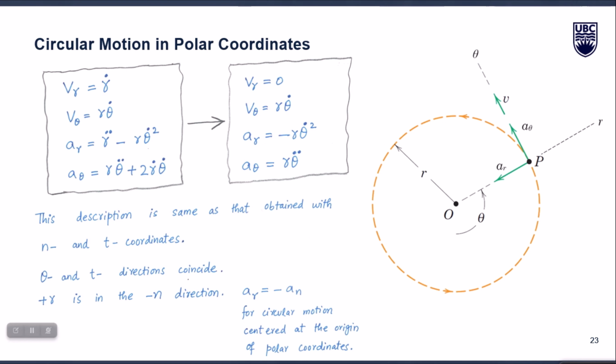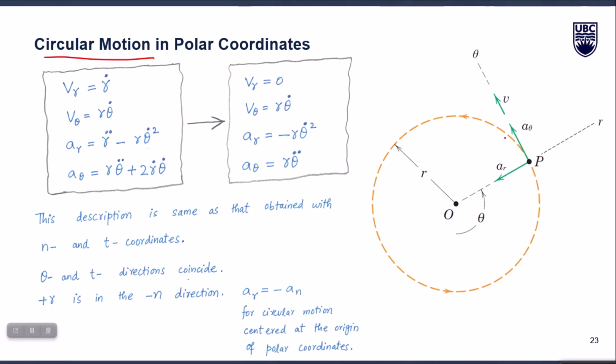Before moving to the solved examples, let's apply this interpretation of velocity and acceleration in the polar coordinate system to a special case of curvilinear motion, which is circular motion, right? So what will change in circular motion? First of all, r becomes constant, right? So wherever r dot is appearing, it will become 0, right?